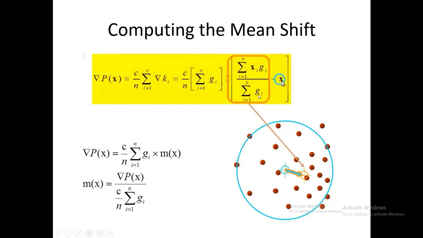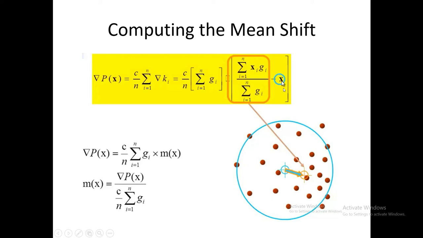We find the gradient here of the points, and this is how we find the mode, which is the peak. We just keep on finding the gradient, or we keep on finding the difference here, and we do it iteratively until we find the mean shift vector to be 0.